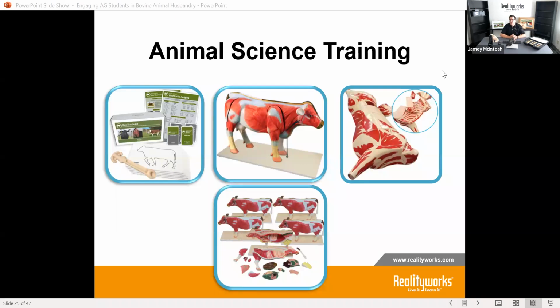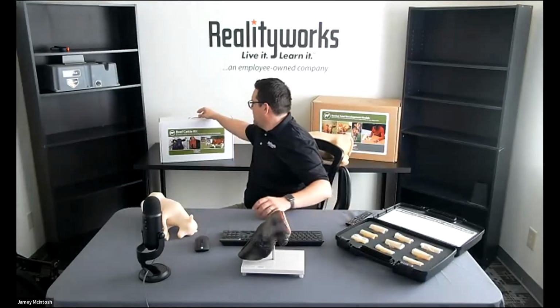We also have butcher beef cuts, allowing you to have about a half-size beef carcass that is all made out of rubberized plastic that has magnets so you can pull apart the individual retail cuts, to be able to see the different primals, be able to interact and understand the different meat cuts that are available for a beef cut.